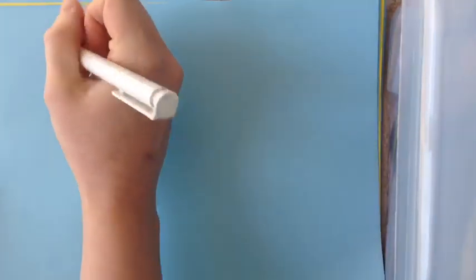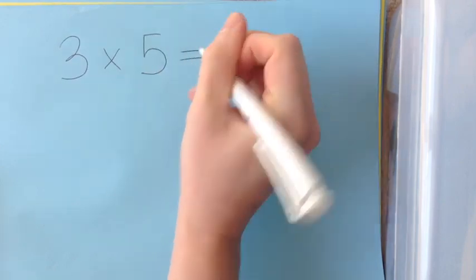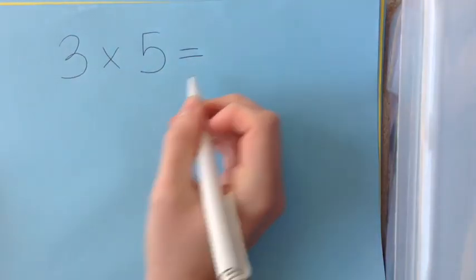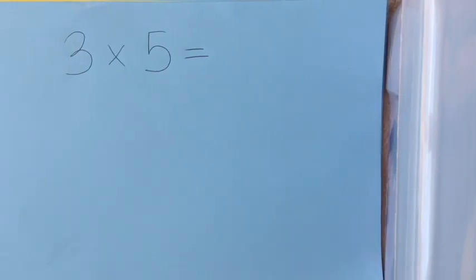So the first operation that we're going to look at is multiplication. So we could say for our first question, 3 multiplied by 5, or 3 lots of 5. So I'm going to write my question down first of all. So I'm making sure I've got my symbols there and I'm writing my numbers. So 3 times by 5.